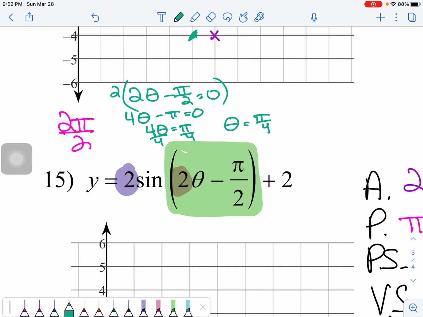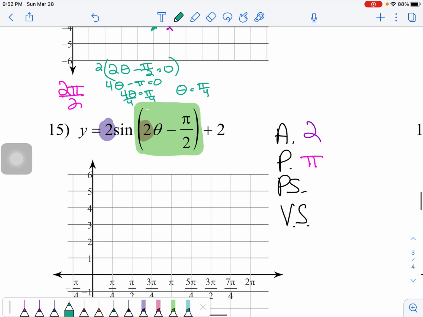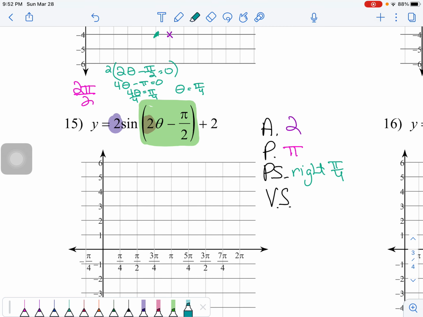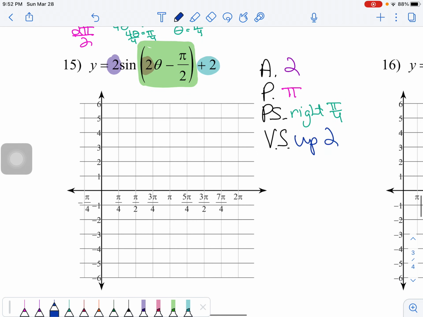Pi over 4 is positive, so that's going to tell me that my phase shift is to the right, pi over 4 units. All right, now that's the hard one because you have to pay attention to the period when you are dealing with that. Now, vertical shift, pretty straightforward. It's the plus 2 at the end. So let's see, up 2. Lots of 2's in this problem.